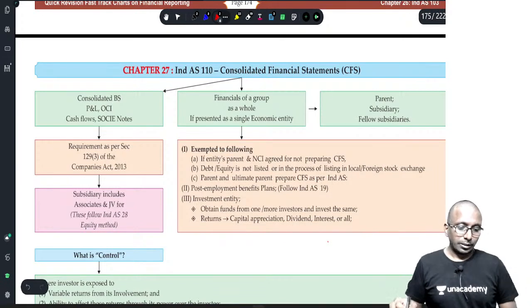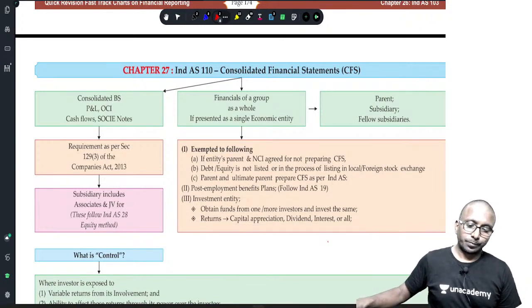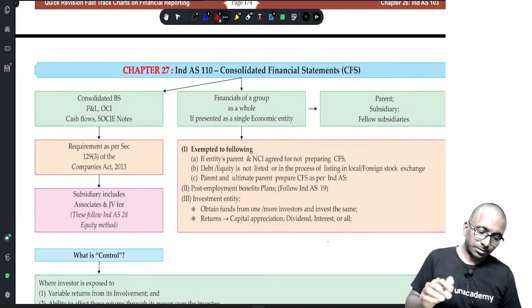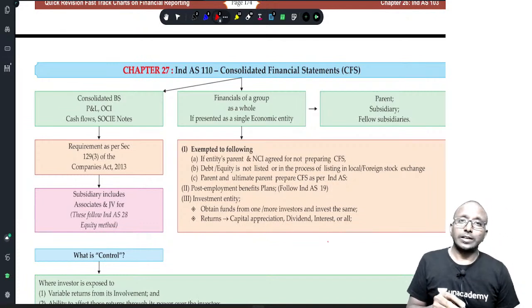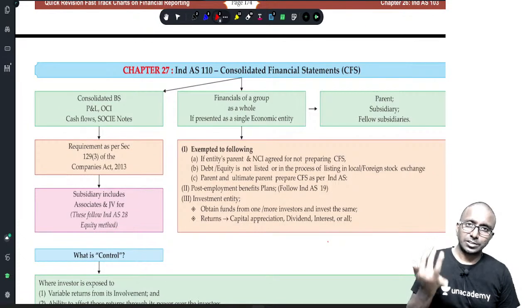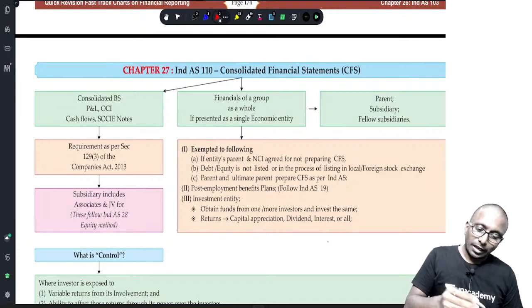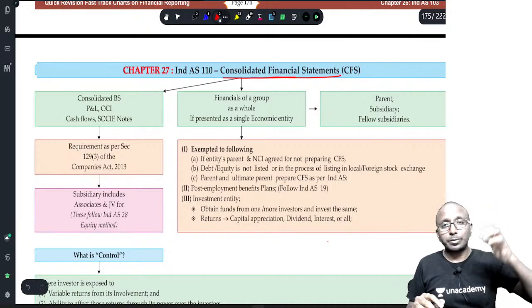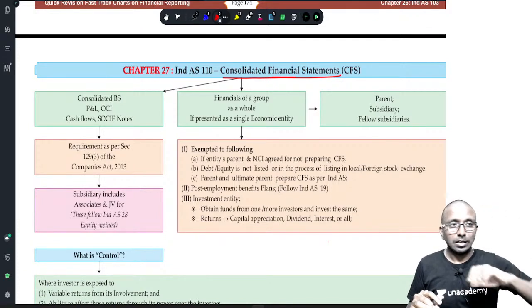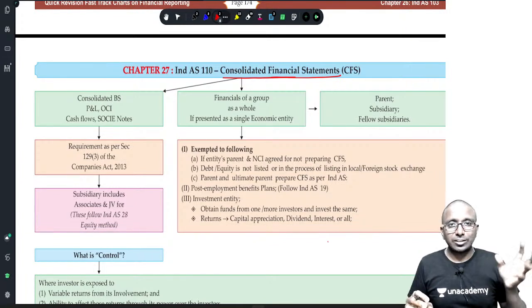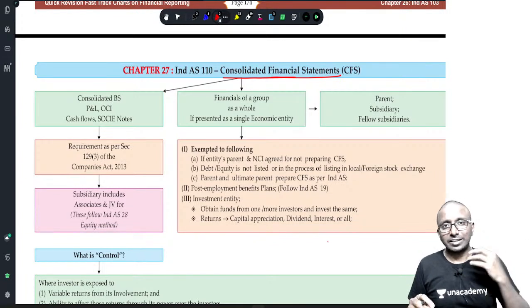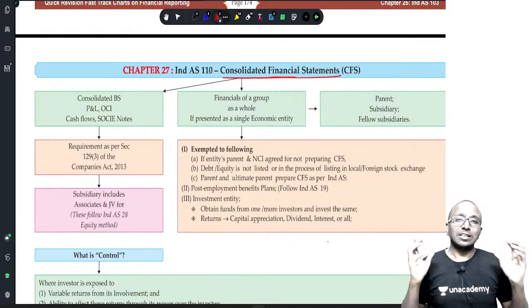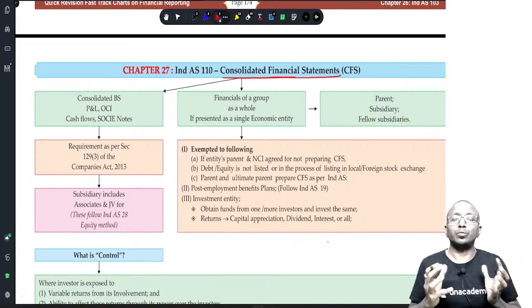Ind AS 110, consolidated financial statements. What are consolidated financial statements? Obviously, the consolidated balance sheet, consolidated P&L, consolidated cash flow statement and notes, and statement of changes in equity. As you know, consolidated financial statements are prepared at the group level. Legally, each company may be different, but these companies work as a group.